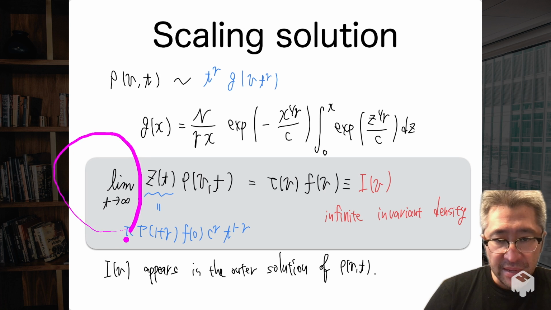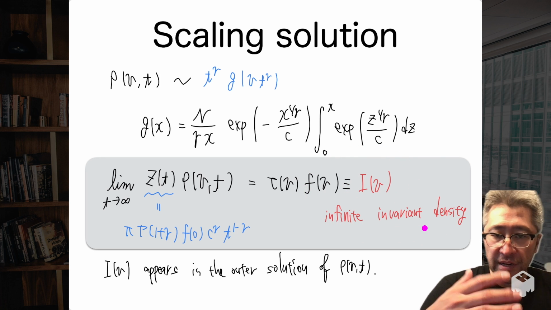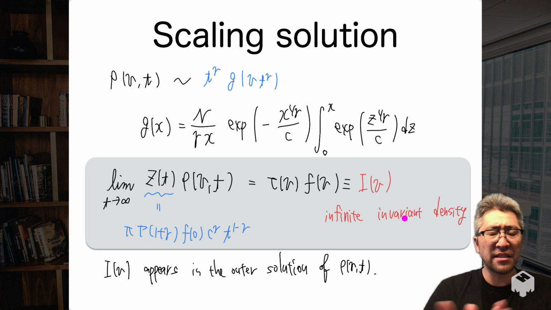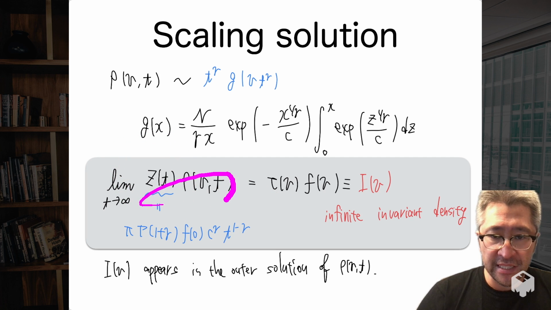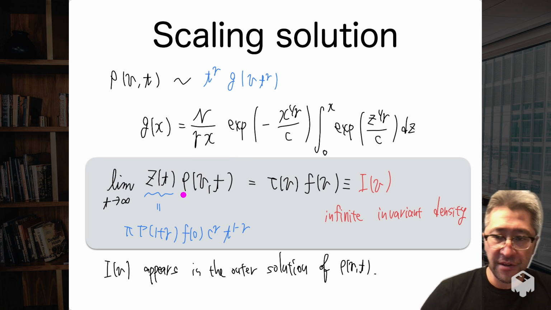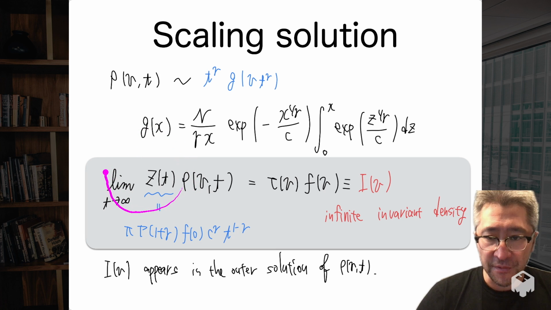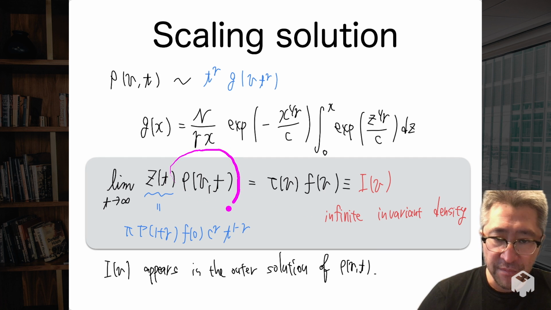In this long time limit, this function goes to the infinite invariant density. So in the propagator, there is a trace of the infinite invariant density. However, this does not fit, because this is not constant. This is a function of t. So this rho(v,t) does not go to the infinite invariant density, but multiplying by this function, it goes to the infinite invariant density. And actually, this infinite invariant density appears in this propagator.